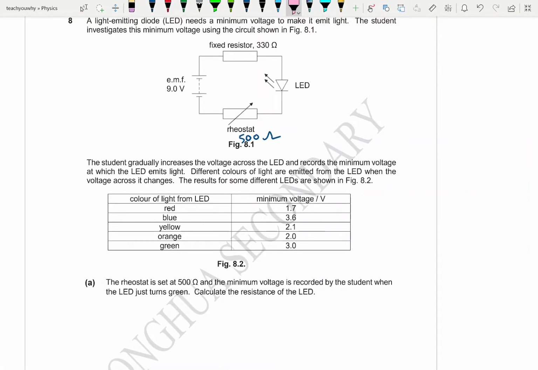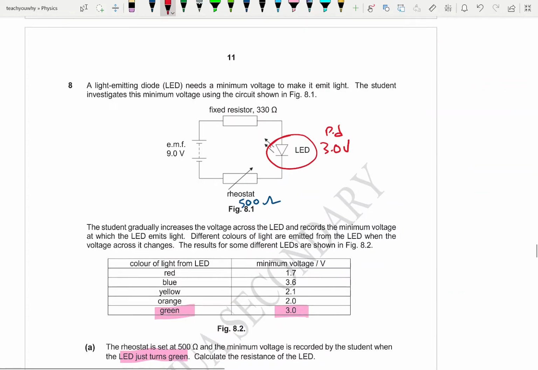So turns green. We need to know that when the LED turns green it has a voltage. So we know that the LED has a voltage of 3.0 volts here. Or in other words, the potential difference is 3.0. Now, this is kind of like a potential divider question, but maybe not so much. So let me discuss what's happening.